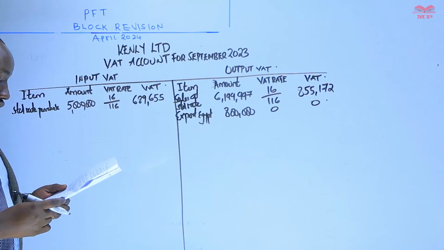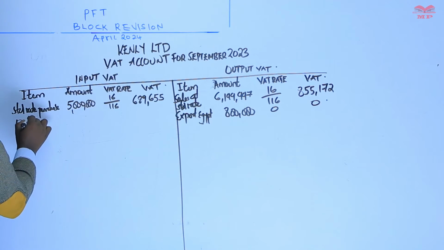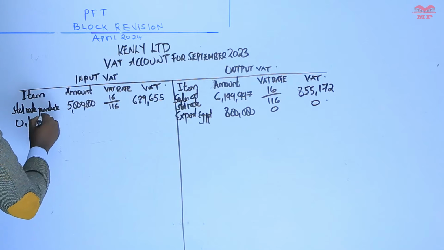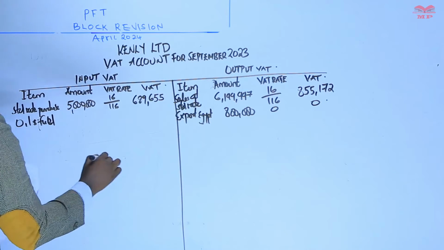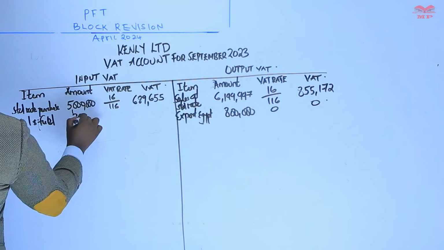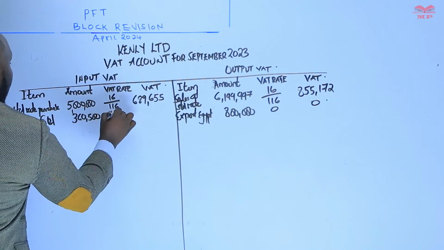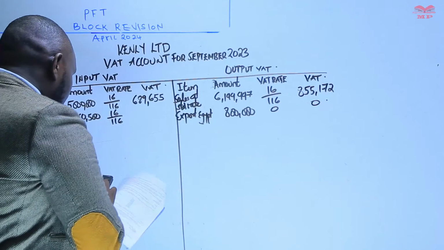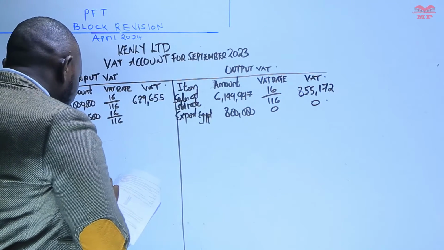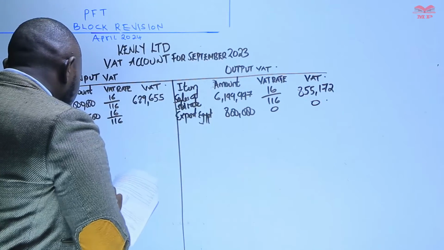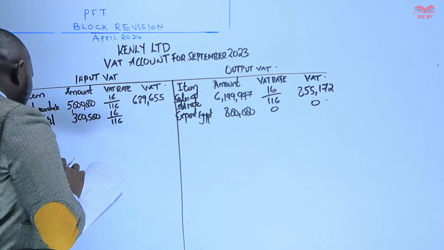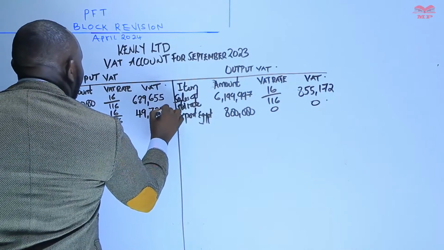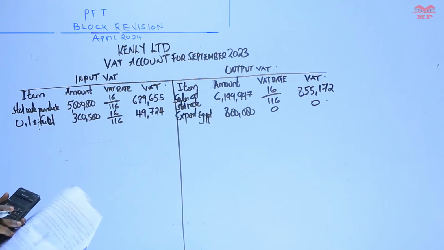We have the next, purchase of oil and fuel, which is an input. Oil and fuel, that is 360,500 times 16 over 116. That should be rounded off to a whole number, which is 49,724. Then we move to the next.